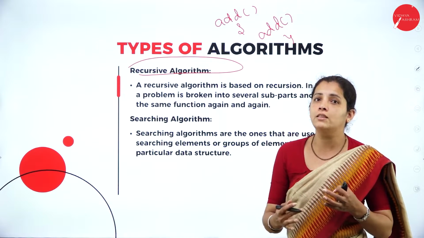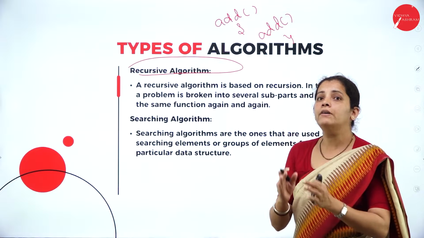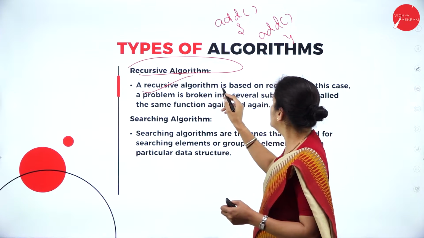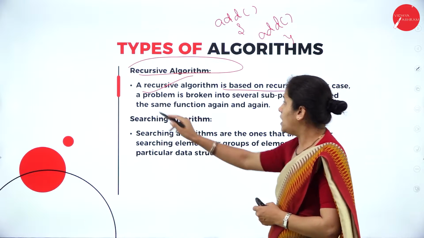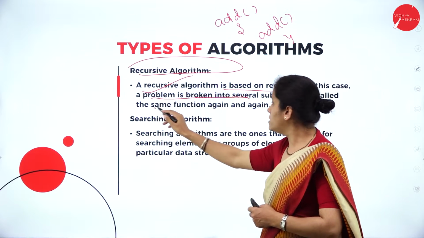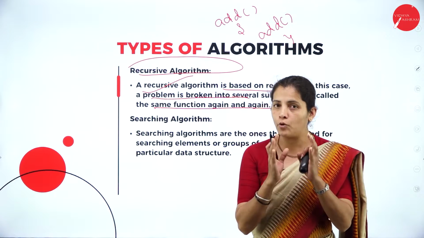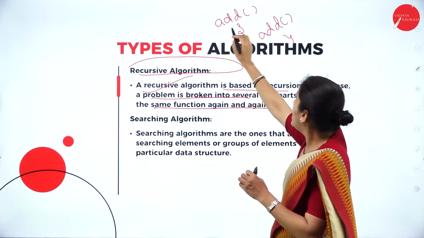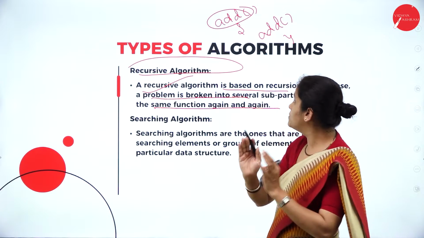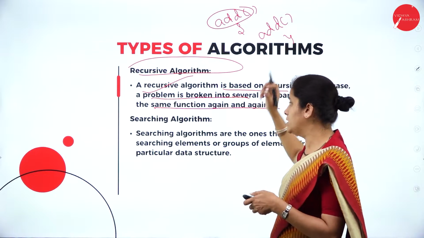Then what about a recursive algorithm? We are going to call the algorithm within the algorithm until the given condition is true. When the condition is false, exit. So a recursive algorithm is based on recursion. The problems are broken into several subparts and we call the same function again and again. I'm going to break the complex problem into smaller problems. Think that add itself is the complex problem. I'm going to break that into smaller tasks, and I'm going to call the task in order to get my solution.